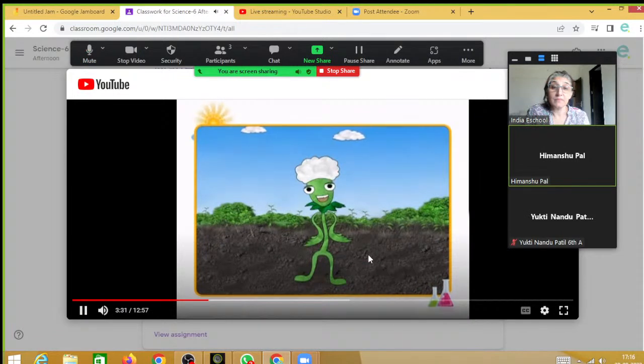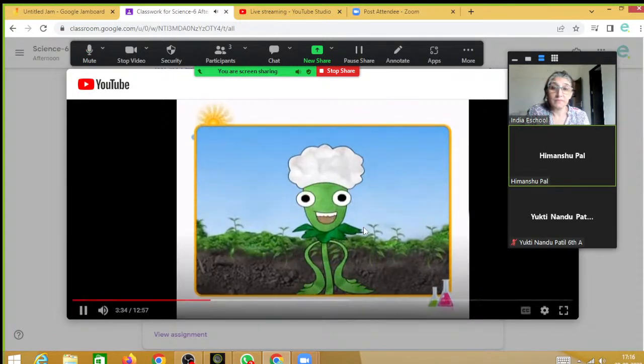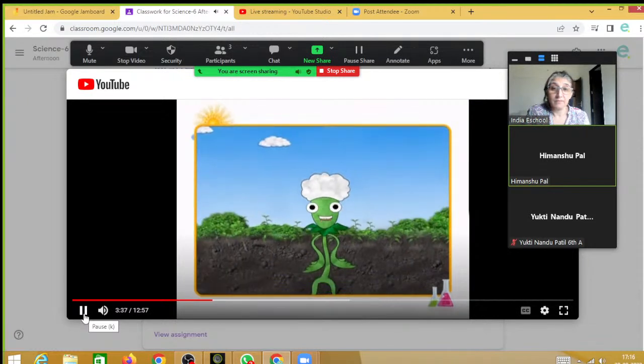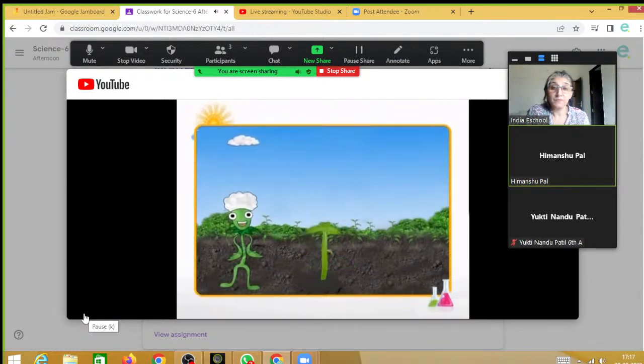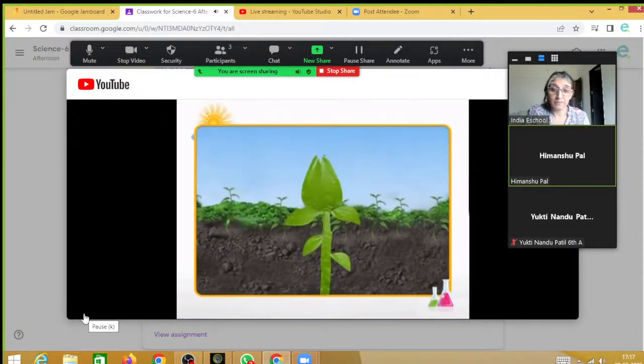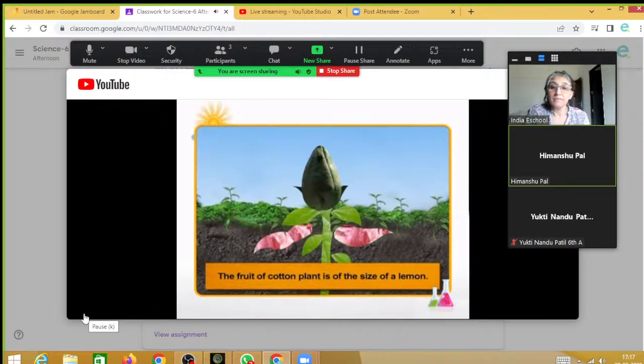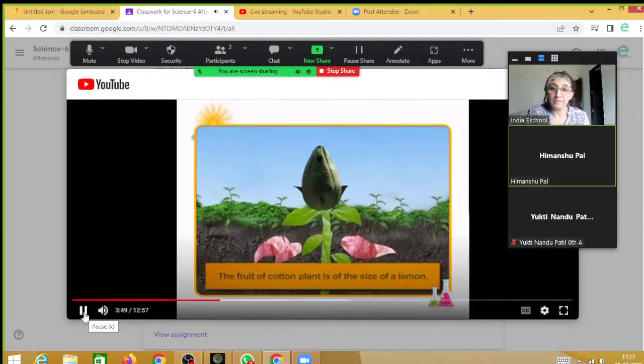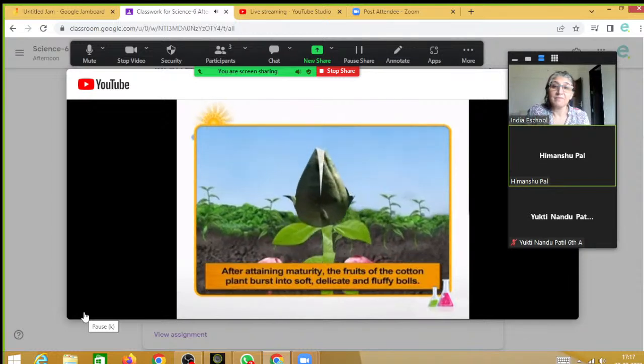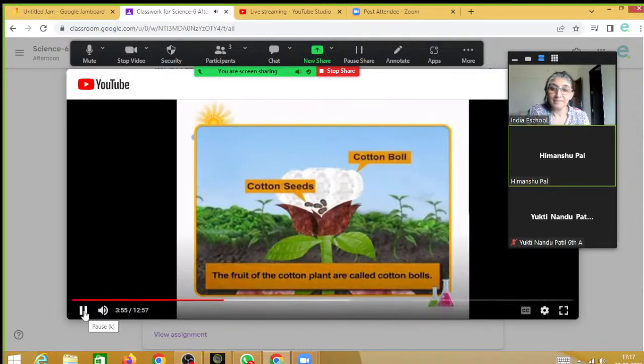The journey through my life begins with black seeds being sown in damp, well-prepared black soil. The seeds grow to become small plants. Buds grow into beautiful flowers. They give way to hard-shelled, lemon-sized fruit. On maturity, the fruit bursts open to reveal the soft, delicate and fluffy cotton balls. So you know the journey. From the seed, the plant grows. From the plant, a fruit grows, which is hard. When the fruit ripens, the covering breaks open and what comes out is the cotton ball.